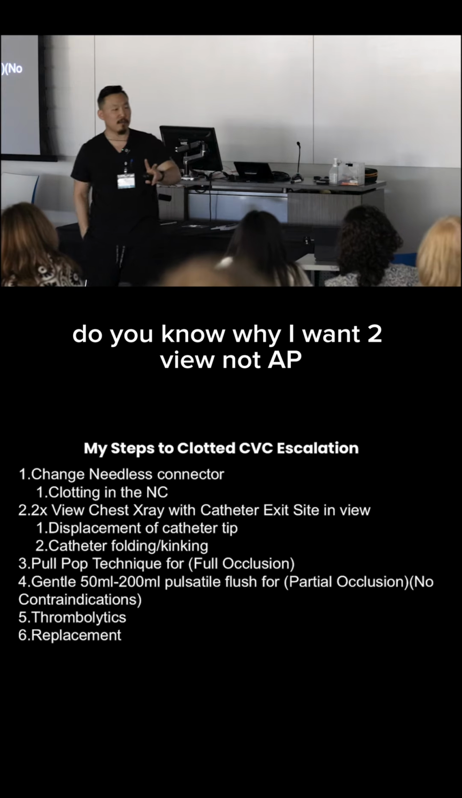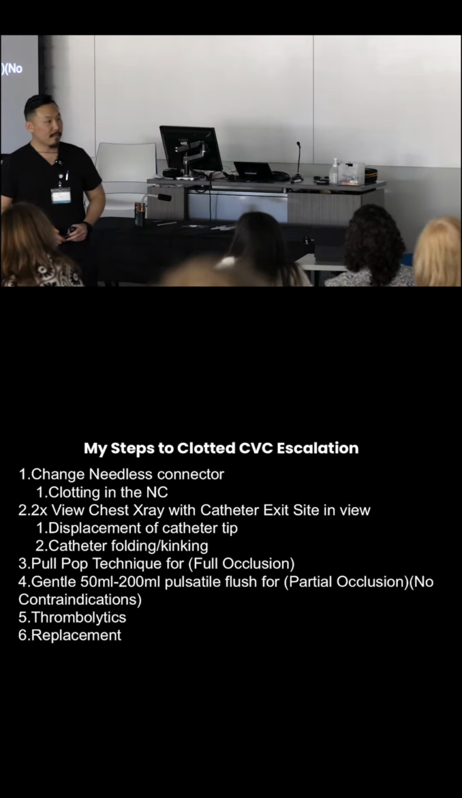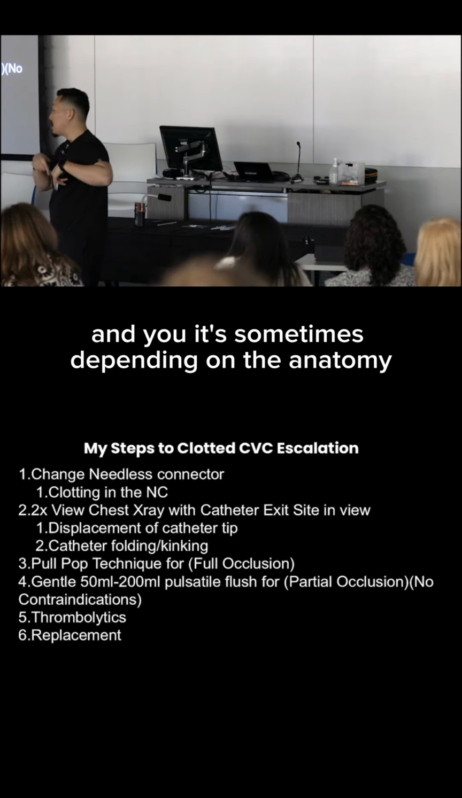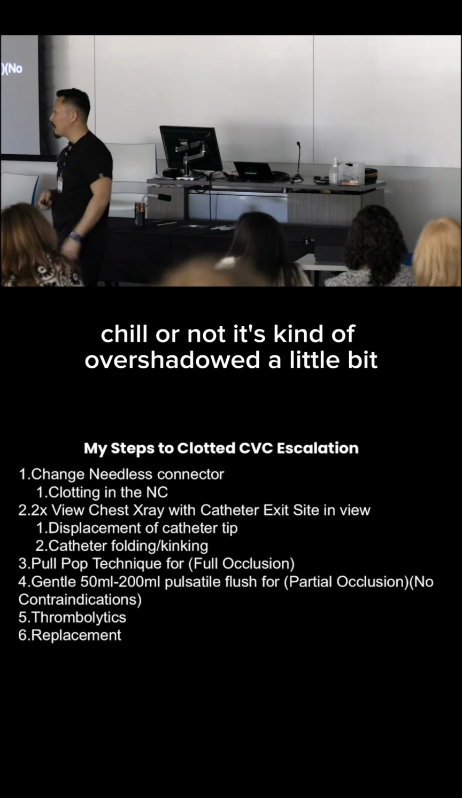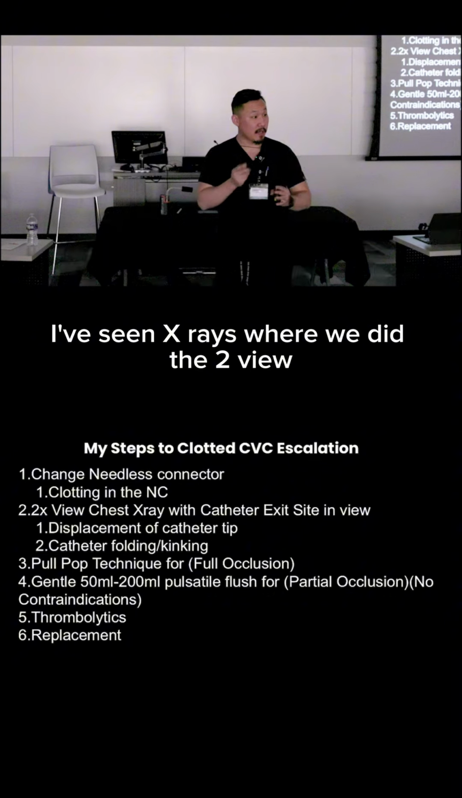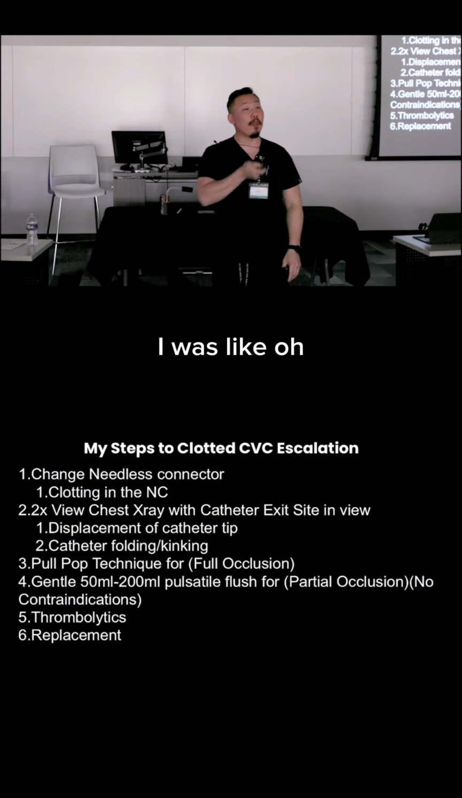Do you know why I want 2-view and not AP? Because the catheter can get displaced in the azygous vein. And it's sometimes, depending on the anatomy, difficult to tell if that azygous vein is in the cavoatrial junction or not. It's kind of overshadowed a little bit, so you want to make sure. I've seen x-rays where we did the 2-view and we saw that it was dipped in. I was like, oh, that makes sense.